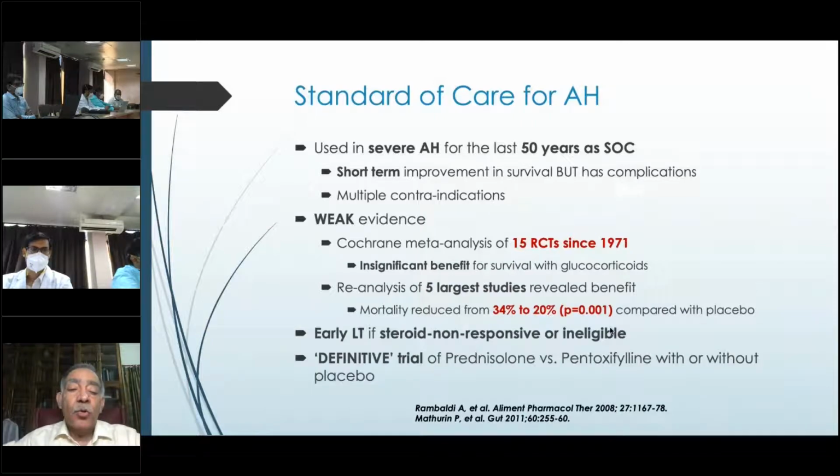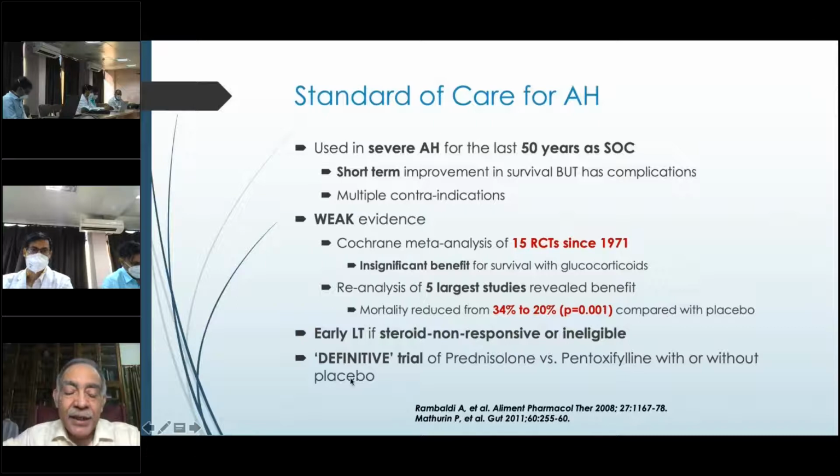corticosteroids. So now the other point is that apart from steroids, no other effective therapy has been found hitherto other than early liver transplant, which again remains a fairly controversial area, although it is becoming increasingly practiced in the last 5 to 10 years.